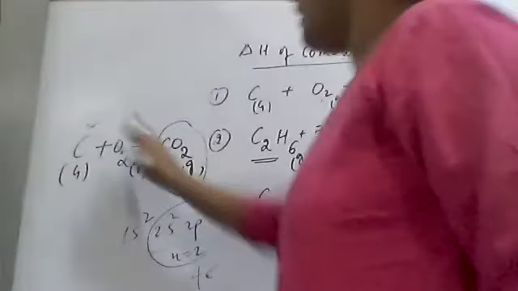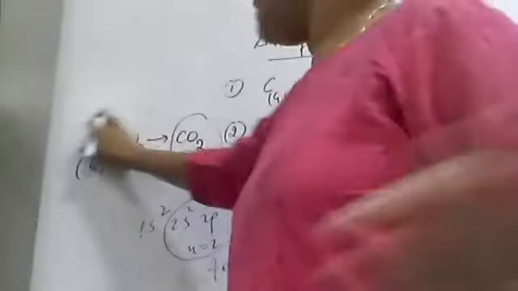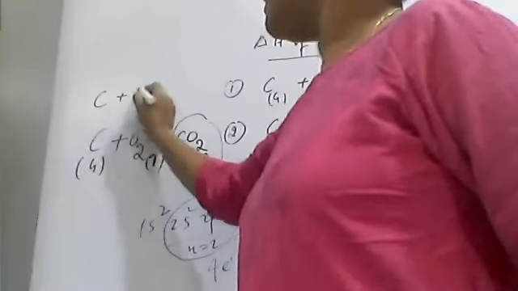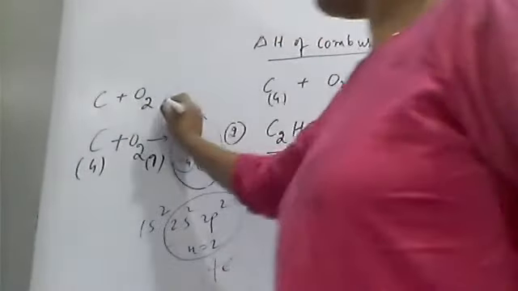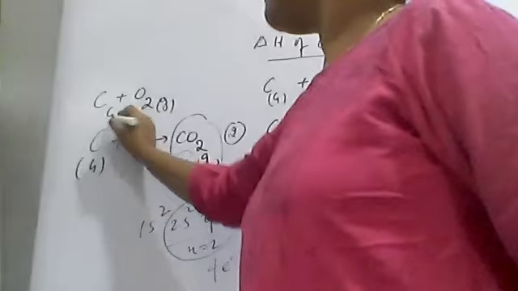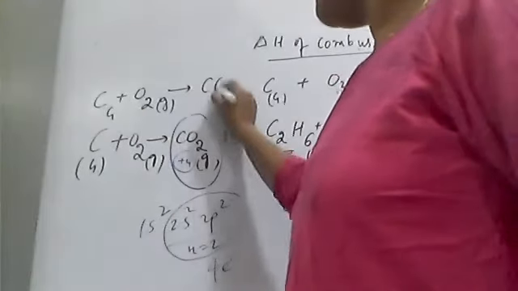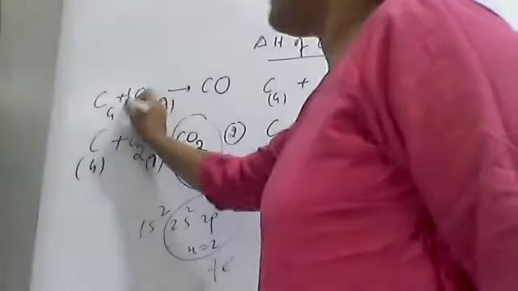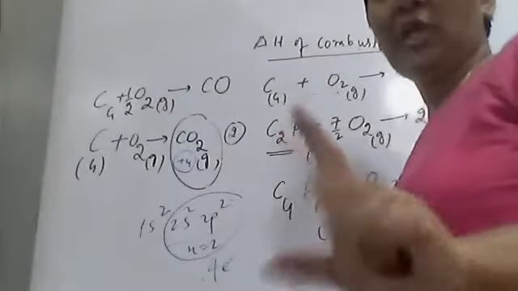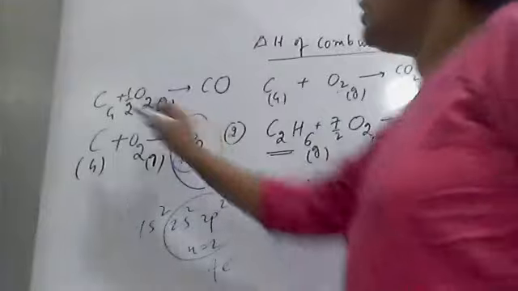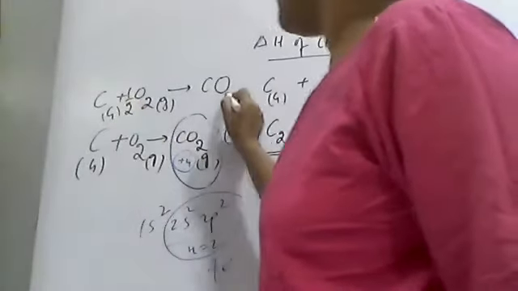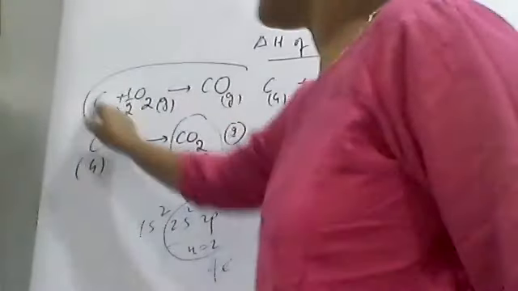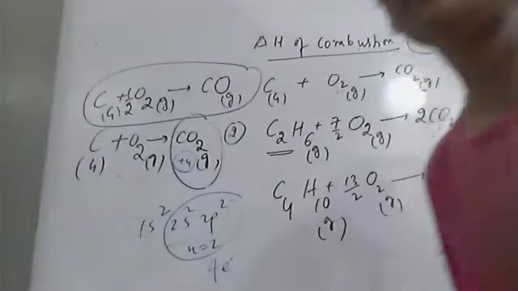So when the carbon, whether it is diamond or graphite, is burnt in free supply of air, but if it is giving carbon monoxide, I'll balance this: half O2 will be equal to 1 oxygen atom. So here this graphite is burnt in oxygen, but giving what? Carbon monoxide.